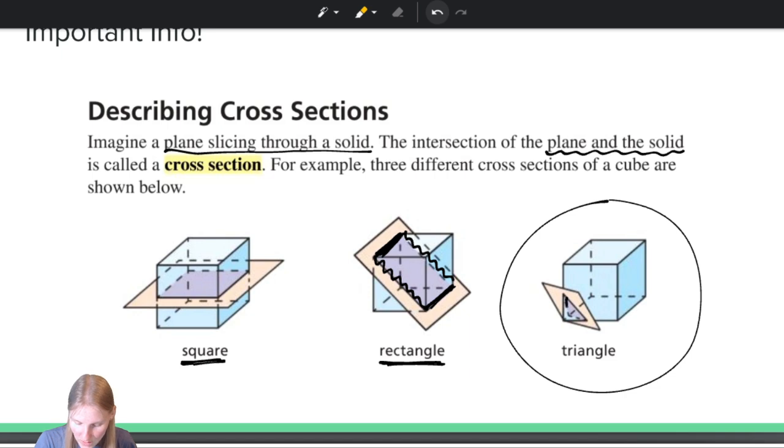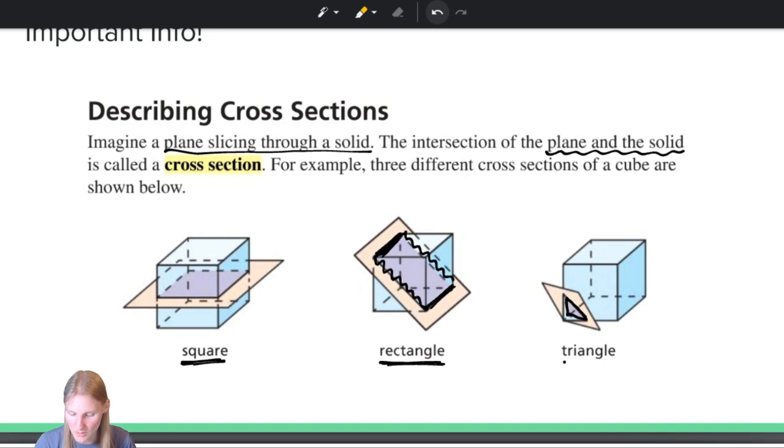Well, you're going to get a triangle. And depending on what angle you go at, it might be an isosceles triangle. It might be a scalene triangle. It might be a right triangle. It totally depends on the angle at which you cut the corner of the cube off. But if you cut the corner, you are going to get a triangle.